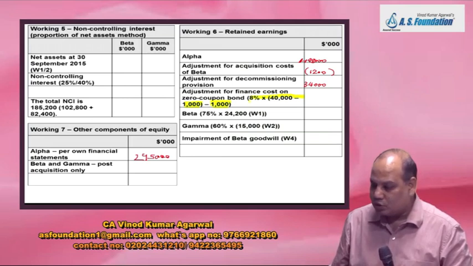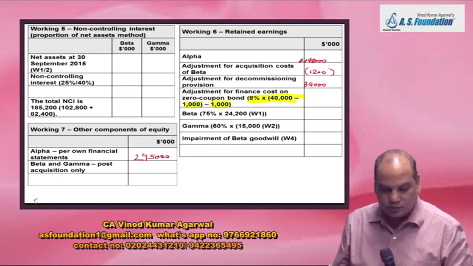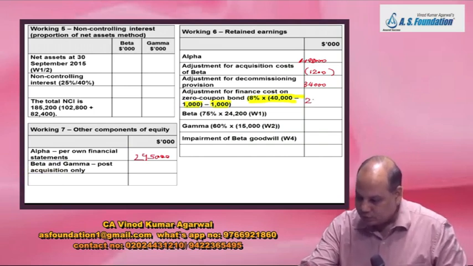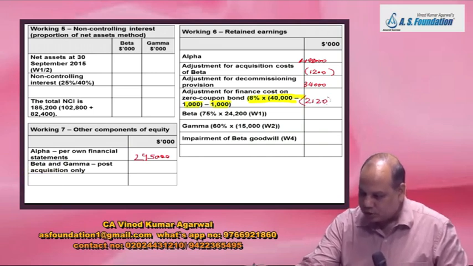So there is a short charging of finance cost. How much is that short amount? 2,000 something? 2120. 2120 negative.